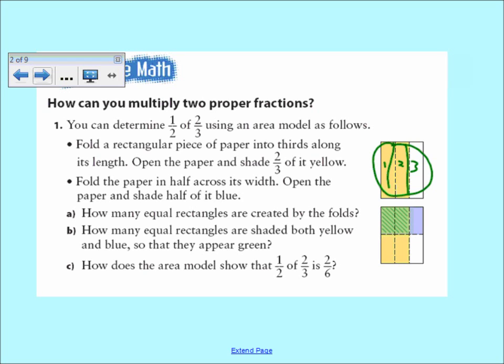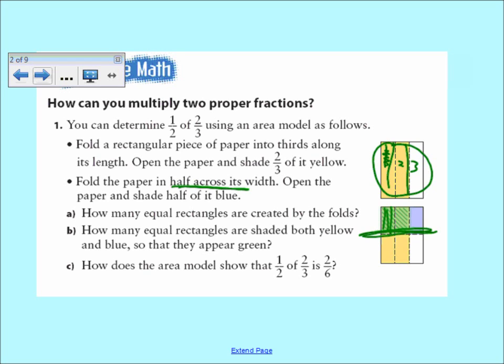We're going to fold the paper once more in half across its width. So we're going to fold it in half this way. Open the paper and shade half of it blue, or you can shade half like this, or put polka dots and lines. So we've got half of the page shaded one way and 2/3 shaded a different way.